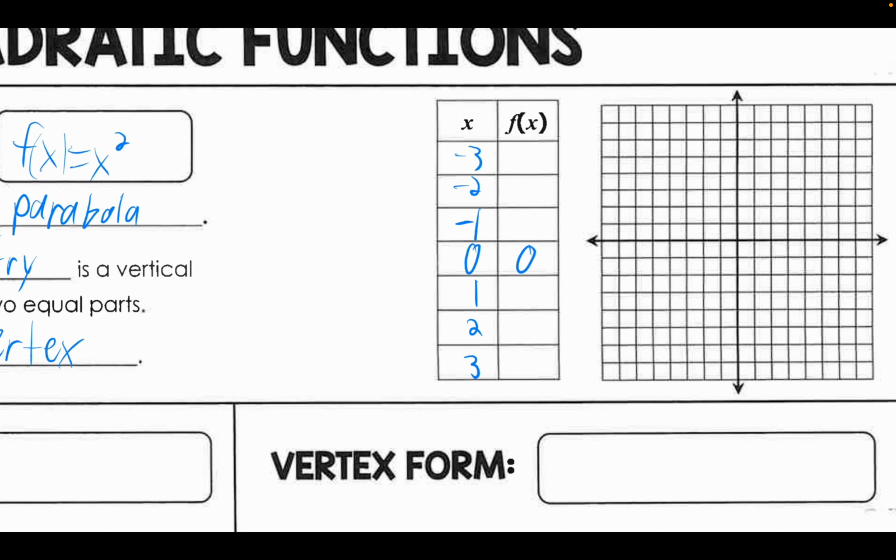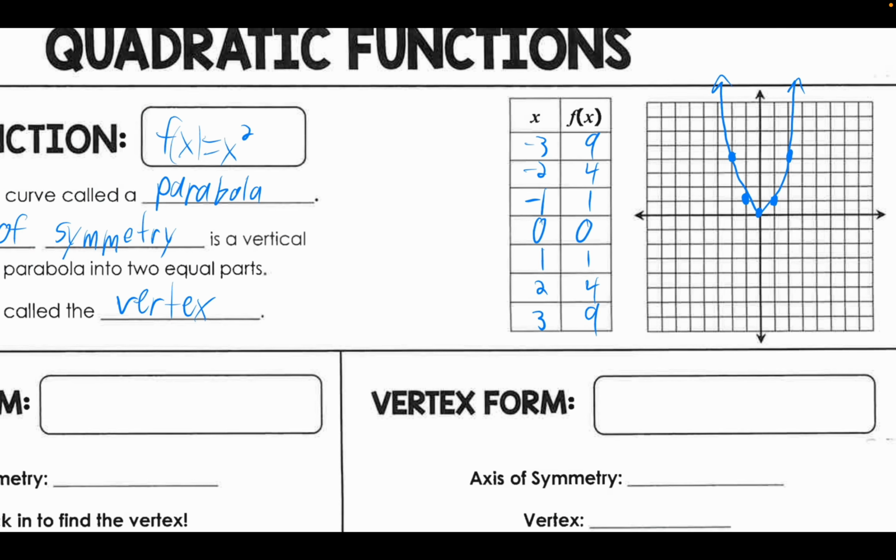And as I plug these x values in, I get the y values out of 9, 4, 1, 0, 1, 4, 9, with 0 in the middle. And I plot these points, noting that the 9s go off the graph because it accelerates quickly, or grows quickly. And I get that graph.